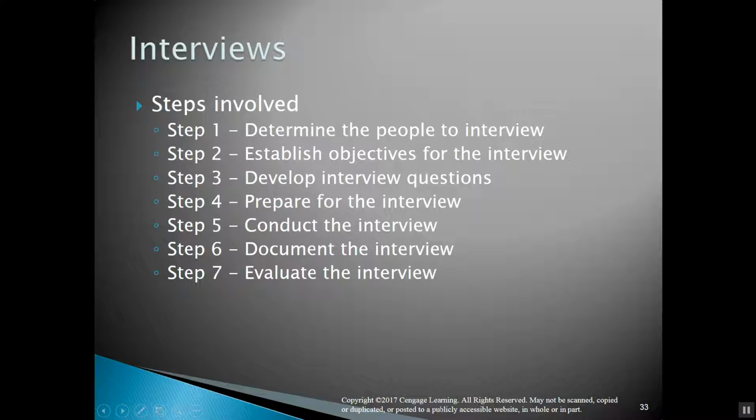We have to determine who we're going to interview, understand the objectives for the interview, come up with some questions, get ready for the interview, conduct the interview, document the interview, and then go back and evaluate how it went. Look at the results. What do we gain from it? We're not limited to one interview. We can go back and have another one with the same individual if need be. We don't ask everybody the same questions. They may be unique to the individual because that individual may have more insight into the system than others would.